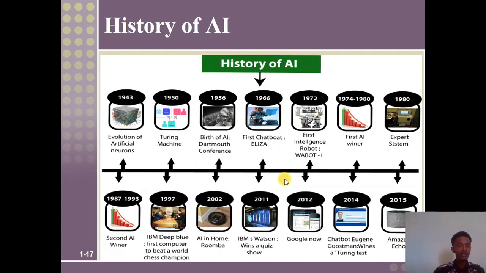Another one is the history of artificial intelligence. What does the history of artificial intelligence look like? In 1943, there was the evaluation of the artificial intelligence neuron.